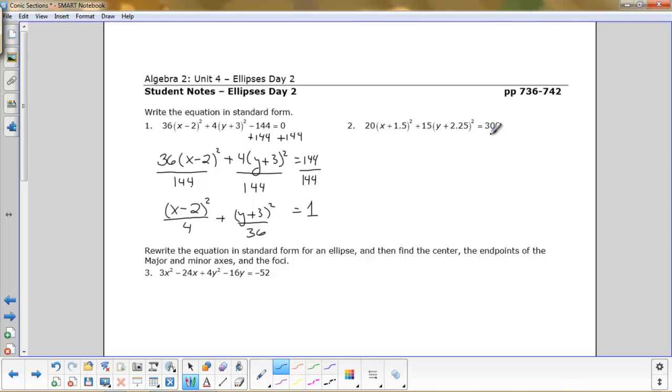This time the 300 is already written on the right side of the equation, so I'll simply divide it out to the other side. Again, that gives me that familiar 1 here, and then these values cancel each other out, giving me my a and my b both below the x and y values.